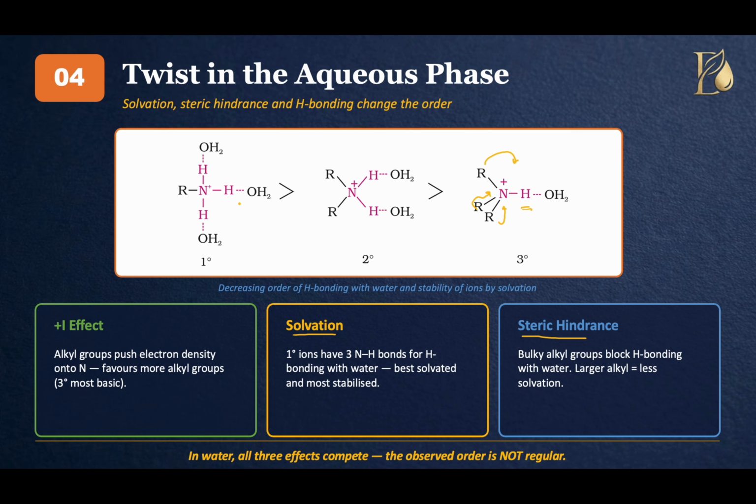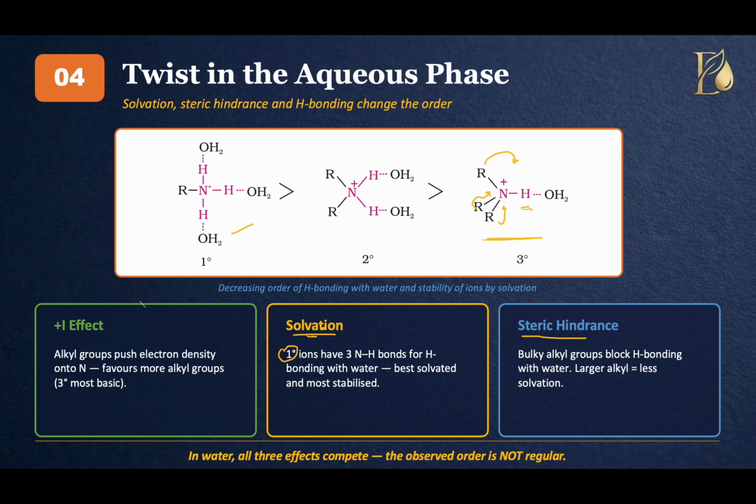So in primary ammonium ions, there are 3 hydrogen atoms, so better hydrogen bonding is possible. In secondary ammonium ions, there are only 2 hydrogen atoms that can form hydrogen bonding, while in tertiary there is only 1 hydrogen atom in the substituted ammonium ion. Better hydrogen bonding means better stabilization of the ion, and more stabilization means greater basicity. So primary ammonium ions have 3 N-H bonds, so they can form the maximum hydrogen bonds with water molecules. Therefore, they are highly solvated and strongly stabilized.